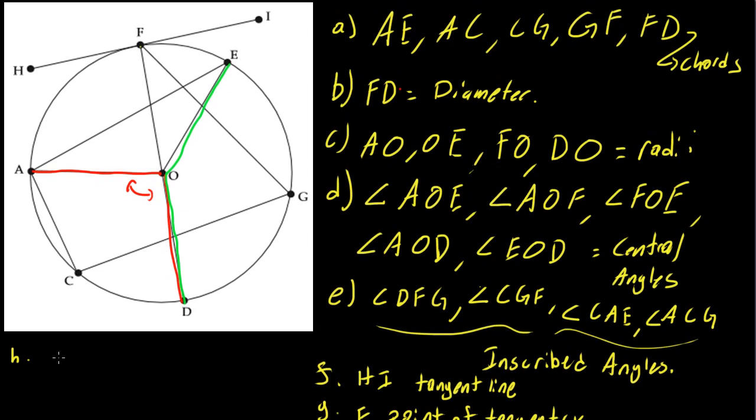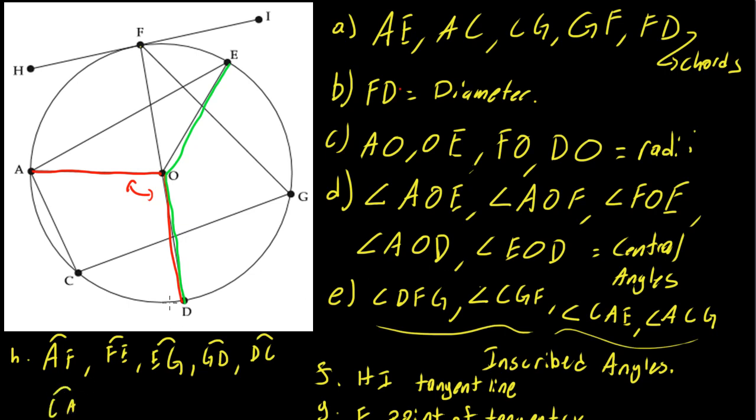Name 6 arcs. I'm just going to start at A and go around clockwise. So we've got AF. That would be a nice arc. We've got FE. That would be a cool arc. We've got EG. You can see I'm just going around clockwise here. GD, GC, and let's go one more, CA.